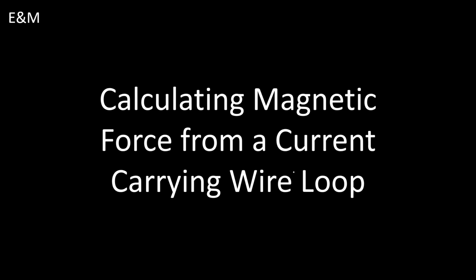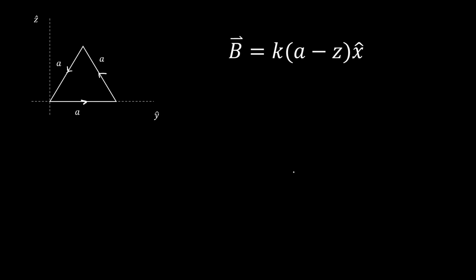All right, so here we have an example where we're going to be calculating the magnetic force from a current carrying wire loop. Let's take a look at the problem and the configuration. So here we have the following configuration where we have a wire loop in the YZ plane, where we have an equilateral triangle as our loop.